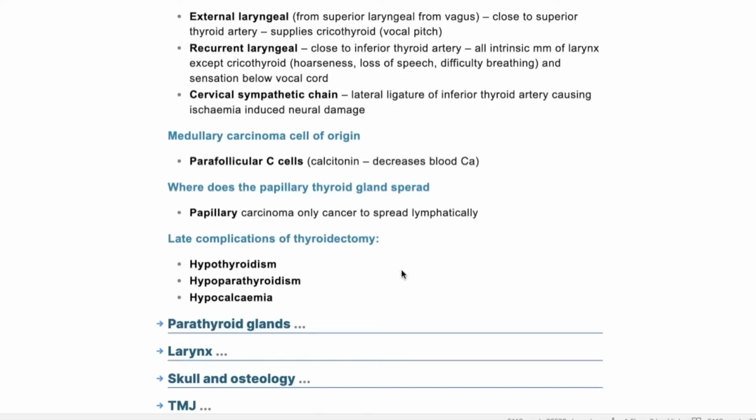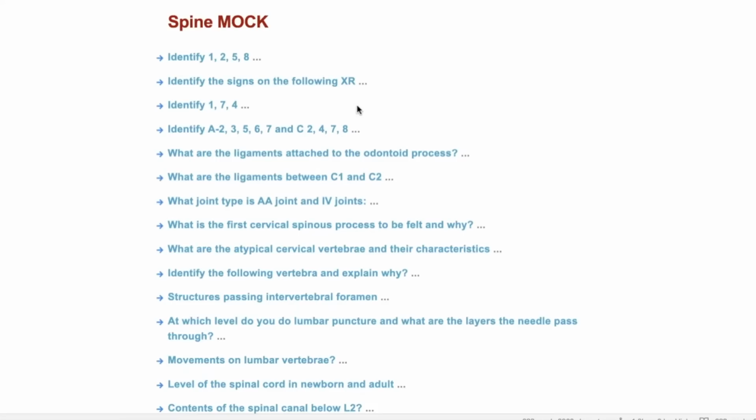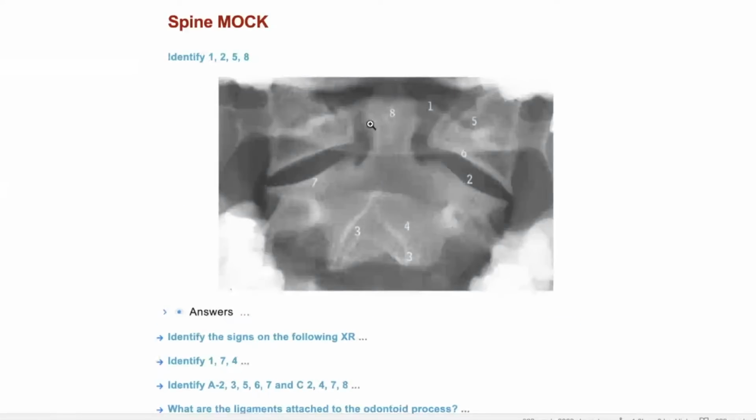Excellent. So we're going to move into your second mock exam, and it will be from anatomy. All right. From spine anatomy. Can you identify number 1 for me? That's basically the anterior arch of atlas. And number 2? That's the intervertebral joint.